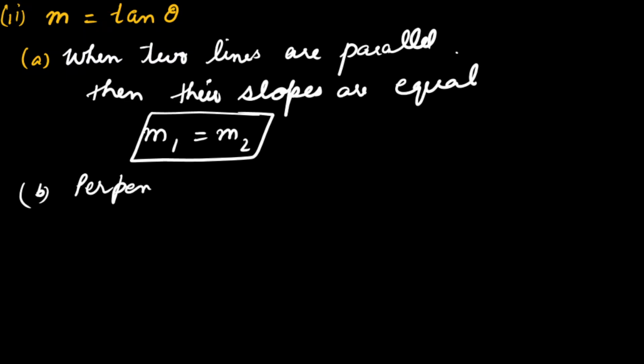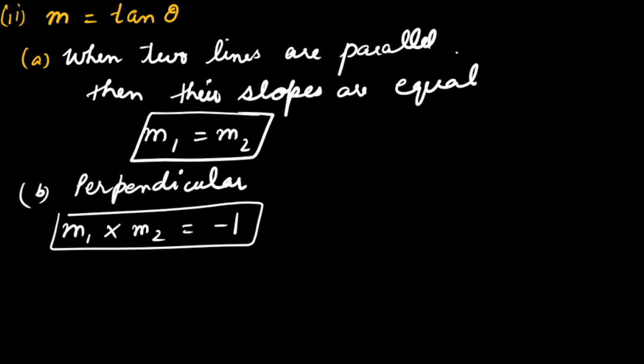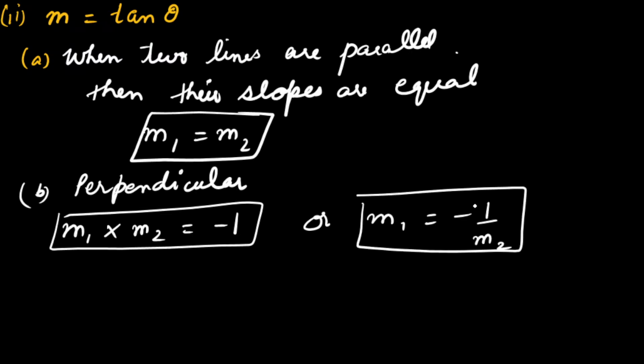When two lines are perpendicular, the product of their slopes is equal to minus 1. That means m1 into m2 is equal to minus 1, where m1 is the slope of the first line and m2 is the slope of the second line. Or we can also write m1 is equal to minus 1 by m2. That means the slope of one line is the negative reciprocal of the other line.